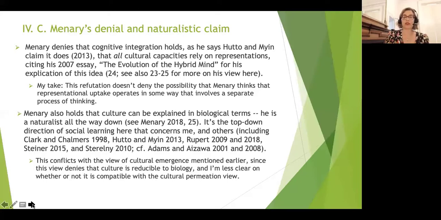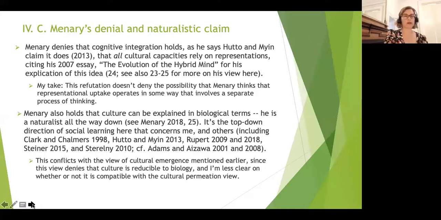Immediately then, there's a conflict with the view of cultural emergence mentioned earlier, since this view denies that culture is reducible to biology, and I'm less clear on whether it's compatible with the cultural permeation view. See Arango, 2019, for another view like mine that holds that biological explanations are not enough to account for culture. A difference is that he locates cultural richness in perception and not perception and intentional activity as I do.